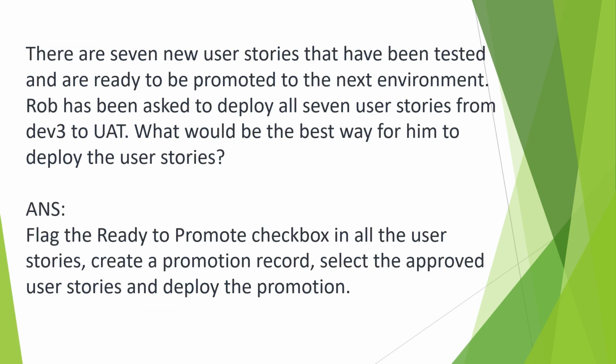Next question. There are 7 new user stories that have been tested and are ready to be promoted to the next environment. Rob has been asked to deploy all 7 user stories from Dev 3 to UAT. What would be the best way for him to deploy the user stories? The answer is flag the ready to promote checkbox in all the user stories, create a promotion record, select the approved user stories, and deploy the promotion.